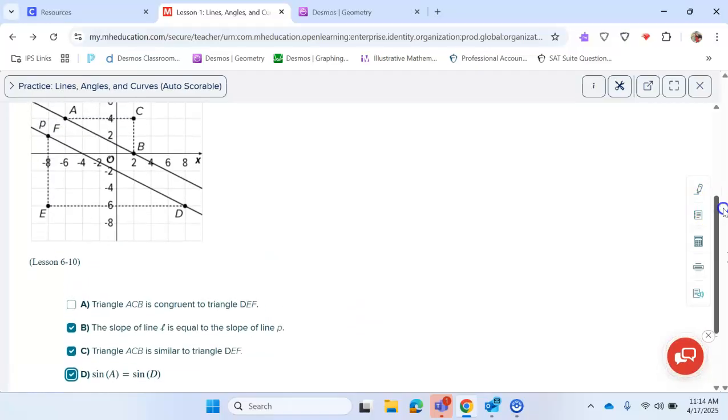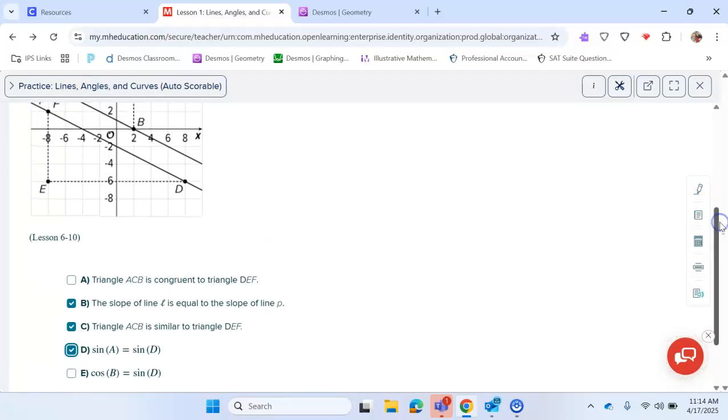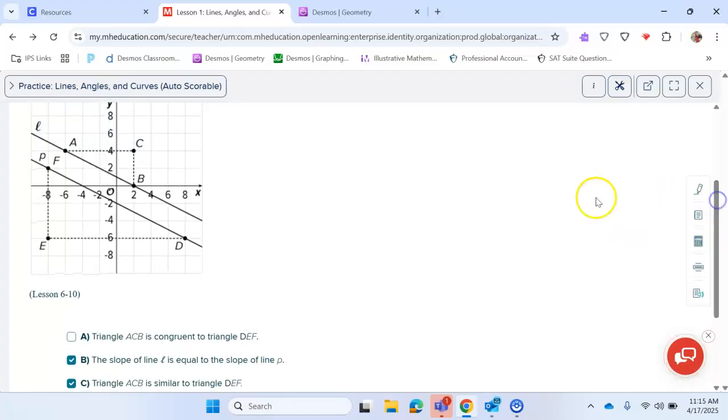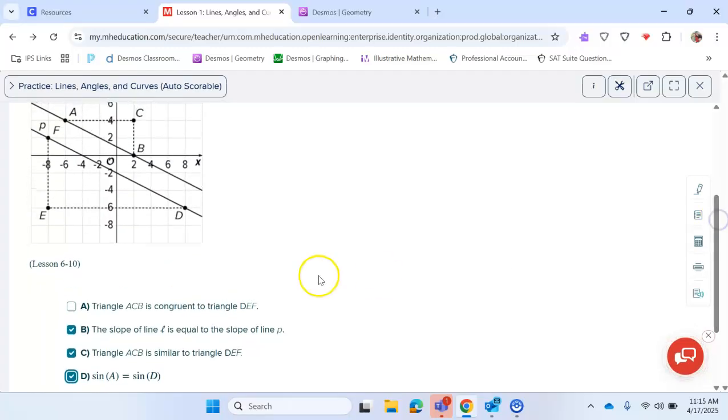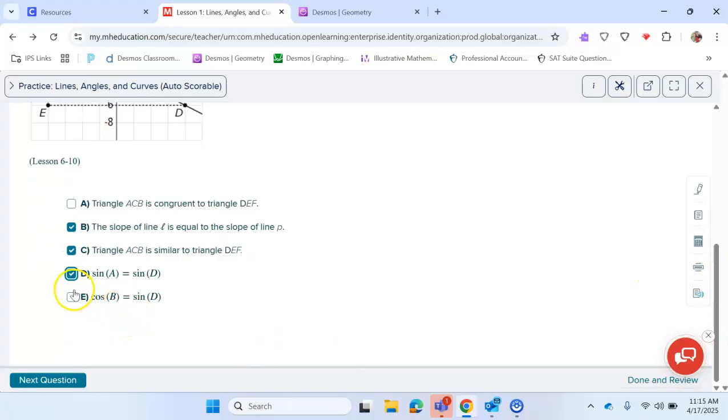The cosine of B, well, cosine is adjacent divided by hypotenuse. So adjacent to angle B would be the short leg, divided by the hypotenuse. And the sine of D: sine is opposite divided by hypotenuse. Again, the short leg divided by the hypotenuse, so that would be true as well.